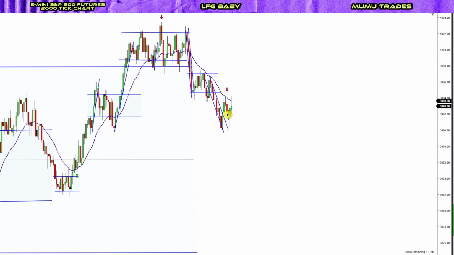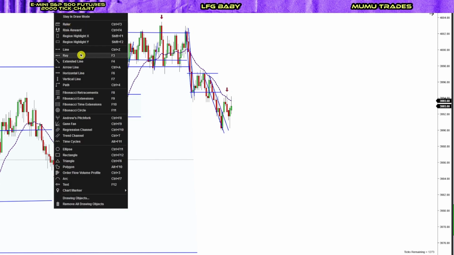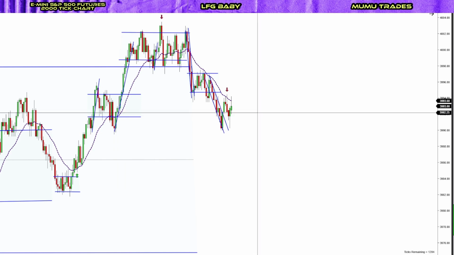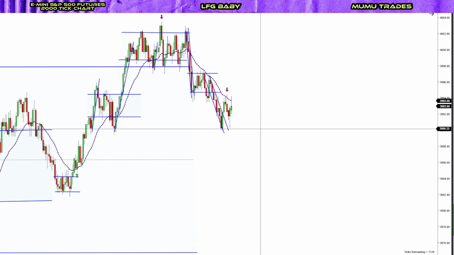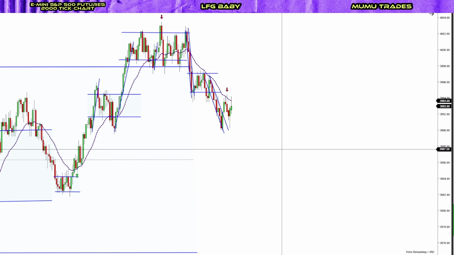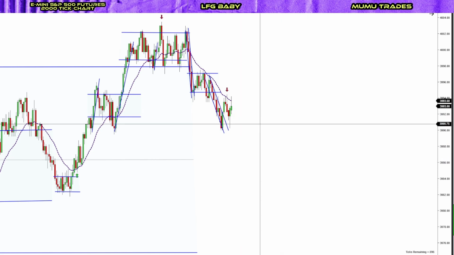So let's see how many points are in there. So just about 2 points, which is more than enough if you're going for a 1 point scalp, even if you're going for a 2 point scalp, depending on where you enter.